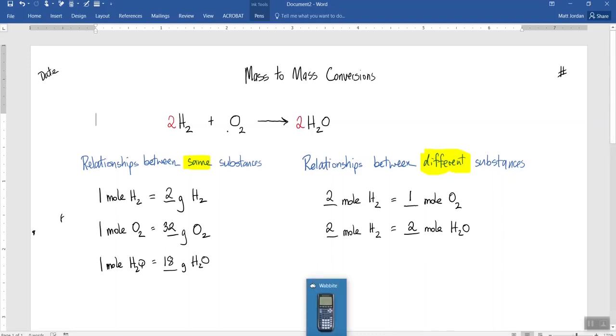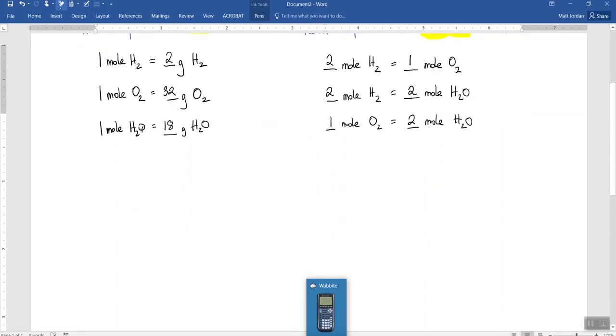If you look, 1 mole of oxygen, O2, will produce 2 moles of H2O. So 1 mole of O2 will produce 2 moles of H2O. So these are all the relationships that we can make from this balanced chemical equation. Now we're going to use these relationships to actually make some predictions. Here's the example problem that we're going to do.